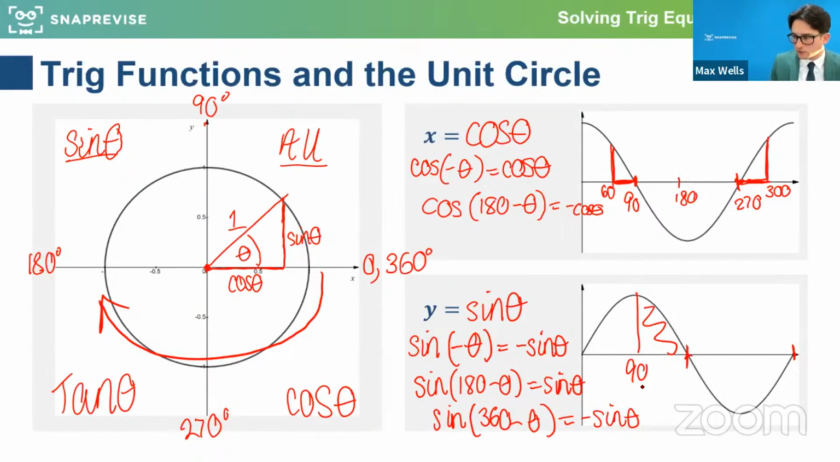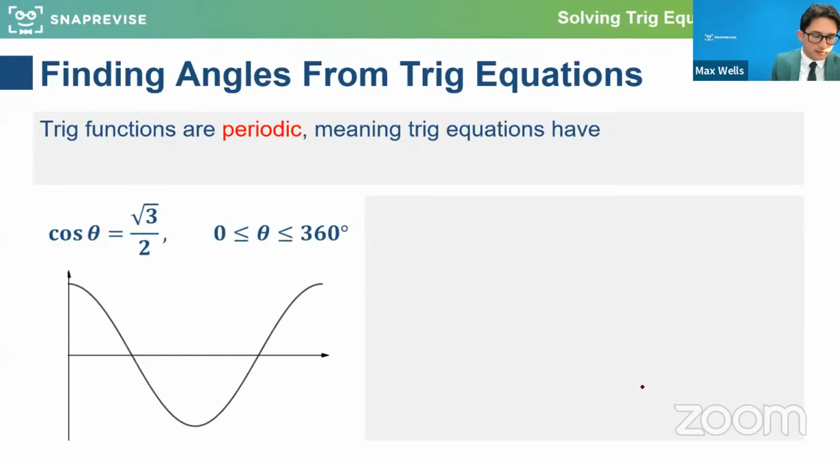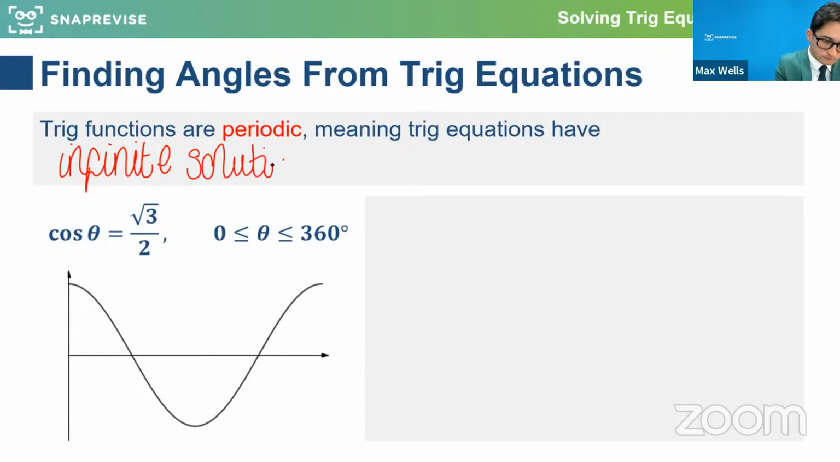I'm going to just move this on. So for example here, we know that trig functions are periodic, meaning that trig equations have infinitely many solutions. So they have infinite solutions, and that's why we specify a domain. So infinite solutions, or many solutions for a given domain.